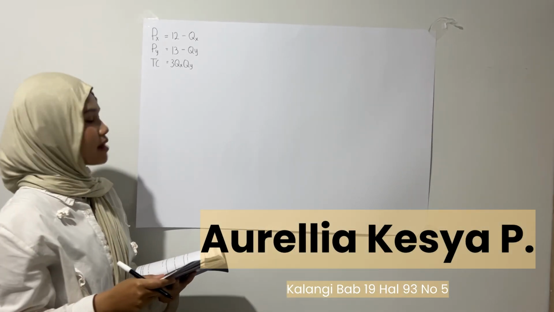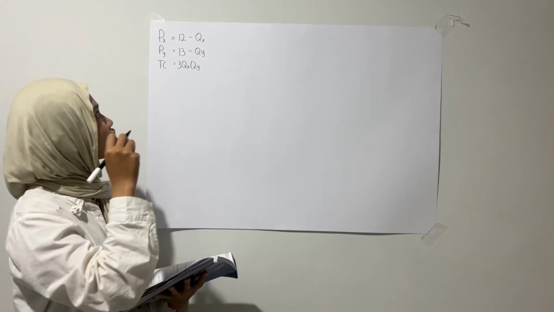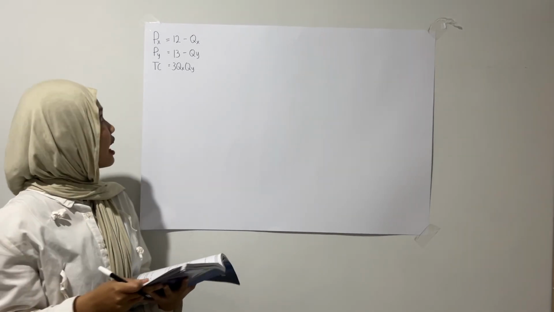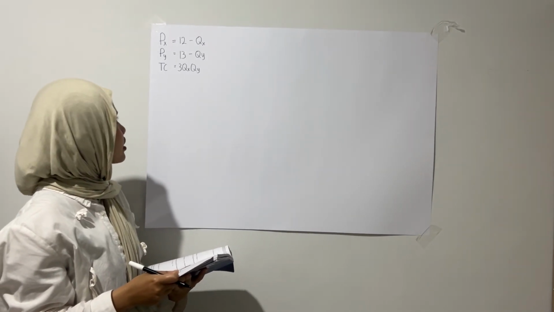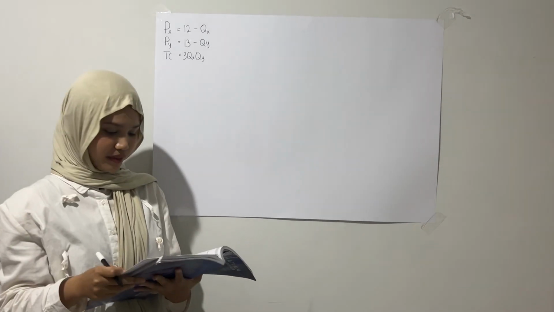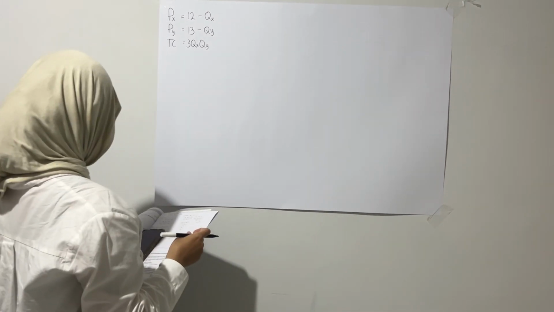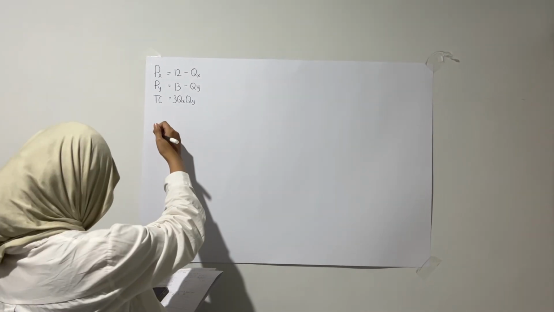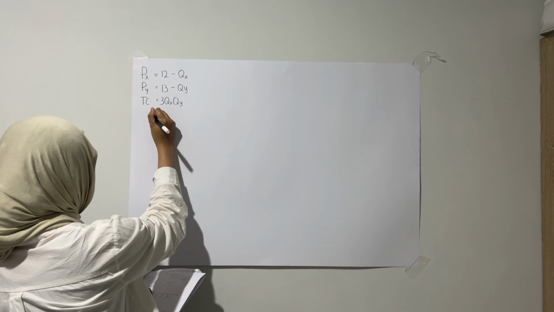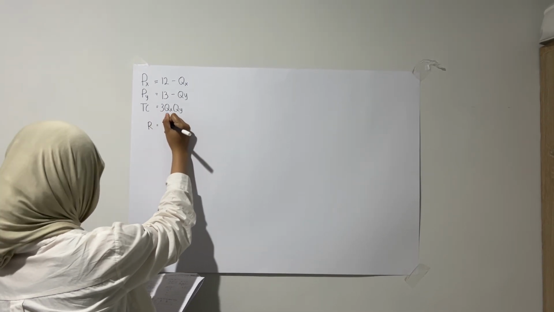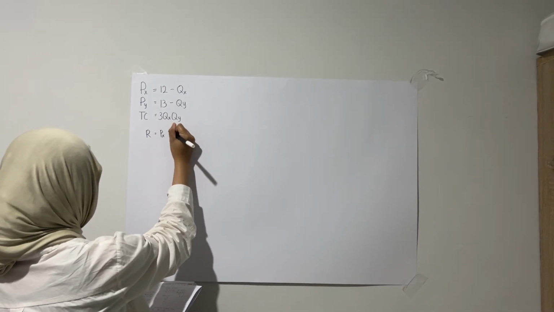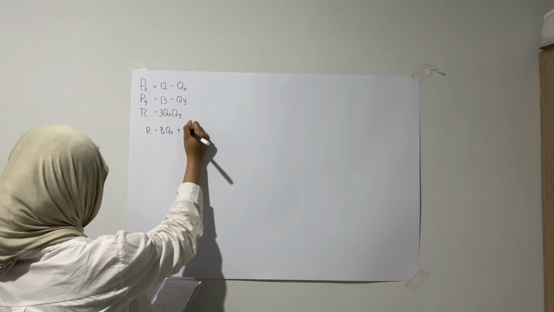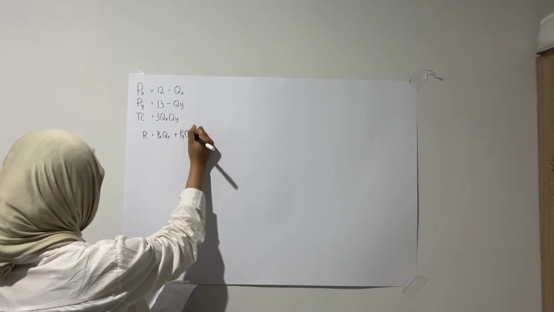First, we are given the demand functions as px equals 12 minus qx, py equals 13 minus qy, and the total cost is 3qxqy. And then the first step is we want to find the revenue. The revenue function is R equals px qx plus py qy.